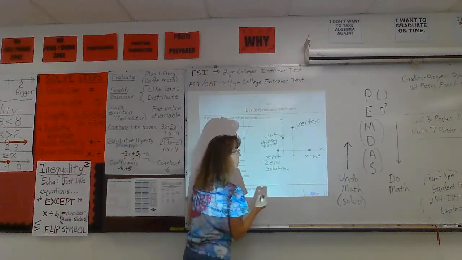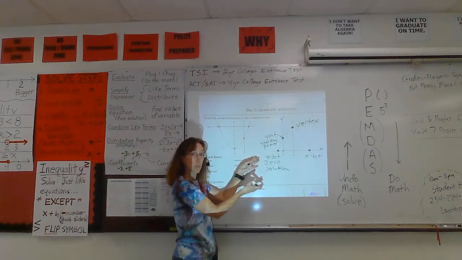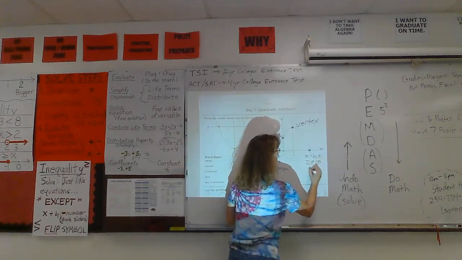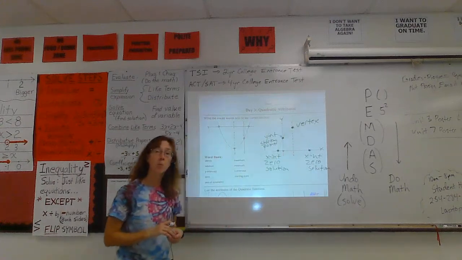Because when you see this on a little quiz or when we're doing it in the daily work, there's going to be 3 blanks there. You need to have all 3 different names in those blanks. X-intercept, 0, solution. Same thing over here. X-intercept, 0, and solution. A lot of Algebra 1 is just learning the vocabulary that goes with these graphs.